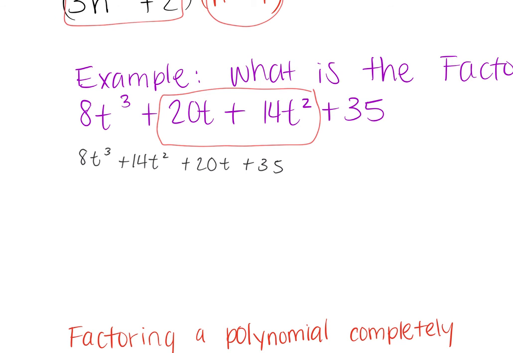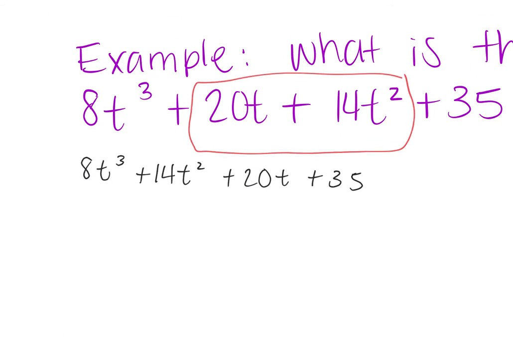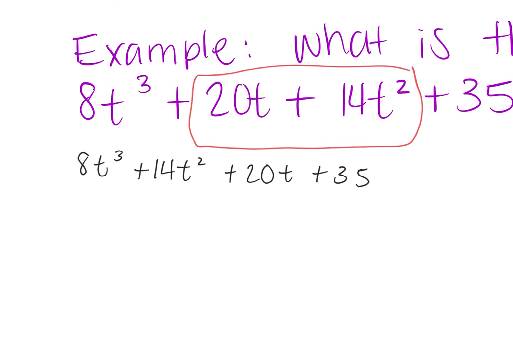Did I change anything, or did I just move stuff around? Just move stuff around. I didn't change the value of anything, okay? Now, since there's 4 terms, every single time, guys, you're going to group them. So put parentheses around the 8t cubed and the 14t squared, the first 2 terms, and put parentheses around the 20t and the 35.